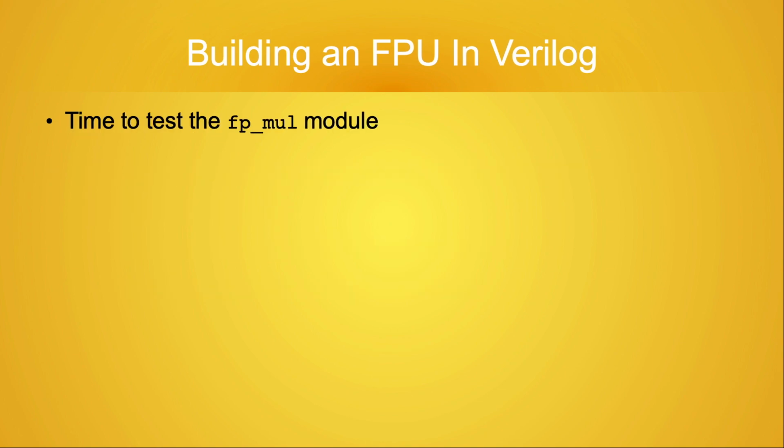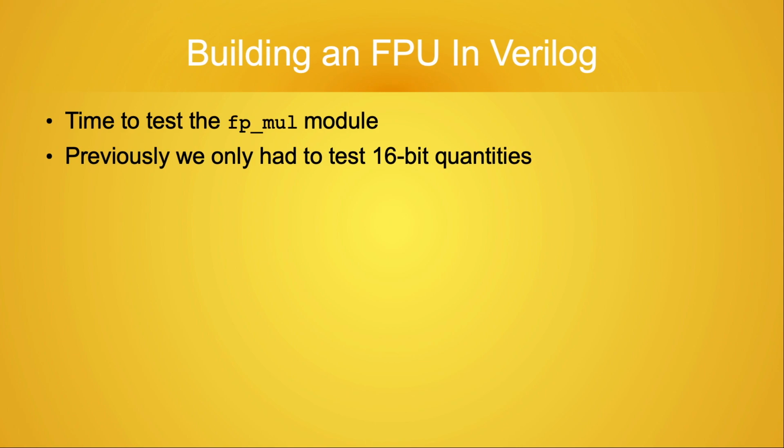Now it's time to test the updated fpmol module. This is going to be quite different from testing the hpmol module. All of the data processed by the hpmol module were 16 bits wide. The exponent field was always 5 bits wide, and the significand field was always 10 bits wide. The old test code reflected this. All of the input and output values for the hpmol_tb test module were 16 bits wide.